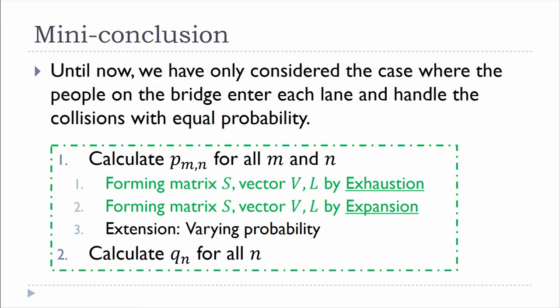Until now, we have only considered the case where the people on the bridge enter each lane and handle each collision with equal probability. So we are going to move on to an extension, which is to investigate varying probability.